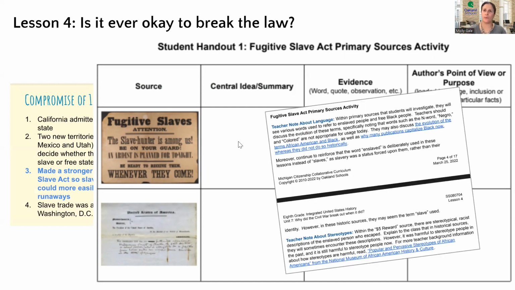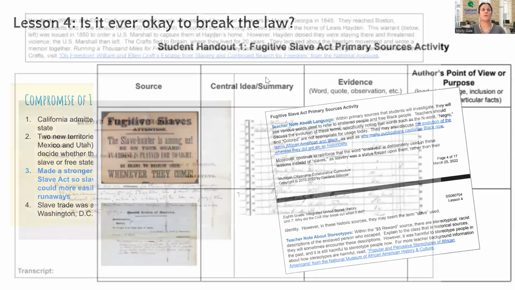We always want to make sure we're bringing students back to addressing language ahead of them encountering language in those sources. And there's also a really important note in this lesson about stereotypes. And it does specifically talk about one of the sources that has a stereotypical racist description of an enslaved person who had escaped. And we want to make sure teachers talk about that with their students ahead of time.